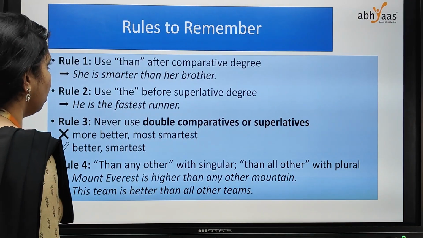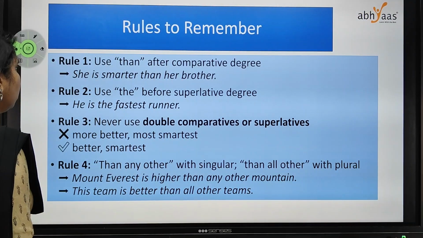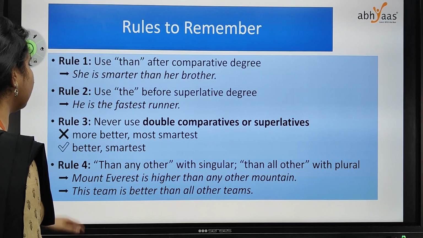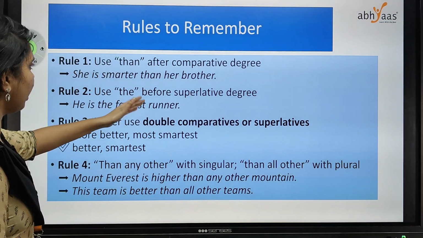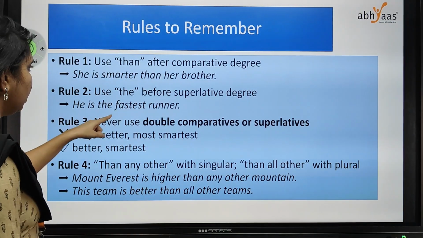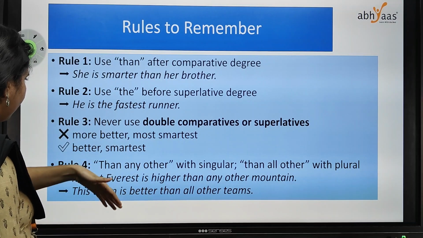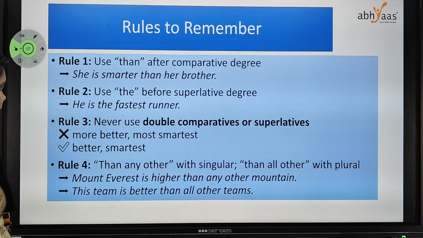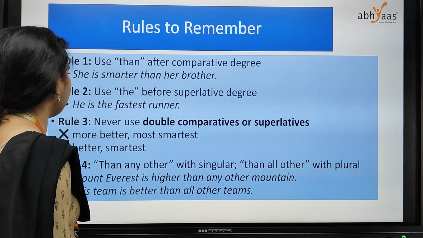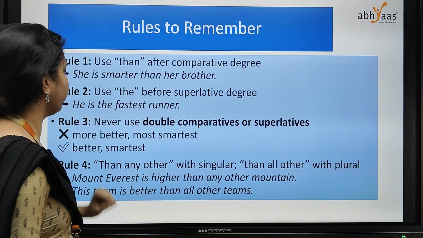Let's look at some basic rules. Use than after comparative. For example, she is smarter than her brother. Use the before superlative degree. He is the fastest runner. She is the tallest girl. He is the strongest man. Always use the before superlative degree.